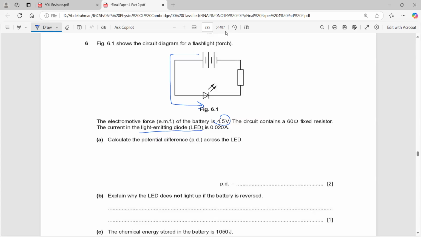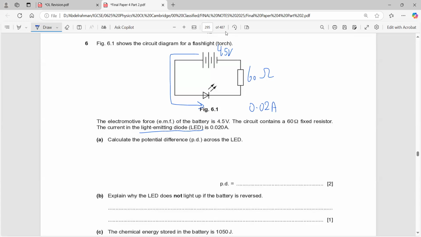Calculate the potential difference across the LED. How can I find the potential difference? Basically, I need to find the voltage. Again, the electromotive force of the battery is 4.5 volts. This is the battery. The circuit contains a 60 ohm fixed resistor, and the current in the LED is 0.02 amperes. So the total current is 0.02 amperes. How can I find the potential difference?